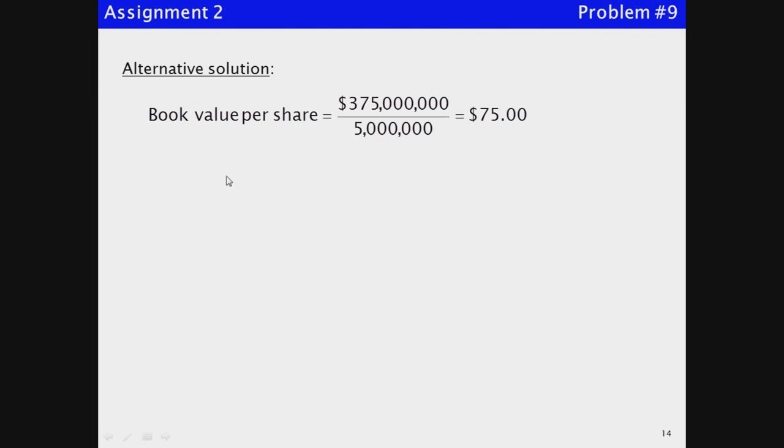Alternatively, we could have calculated book value per share by taking the $375 million and dividing by the 5 million shares. Book value per share is $75. Simply multiply book value per share times the market to book ratio. Remember I said that's kind of a multiplier. It gets the price of $142.50. Kind of like this alternative solution, maybe a little better.